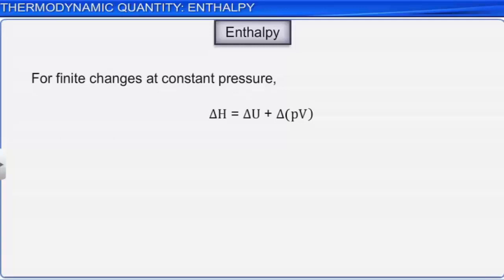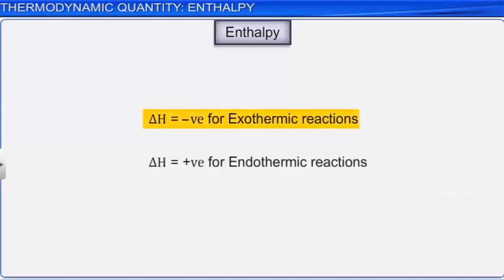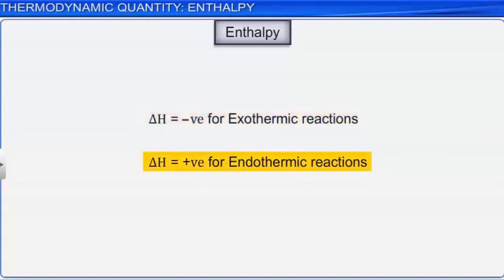For finite changes at constant pressure, we can write the equation as delta H is equal to delta U plus delta PV. Since P is constant, we can write delta H is equal to delta U plus P delta V. Remember that delta H is equal to Q_P, the heat absorbed by the system at constant pressure. Delta H is negative for exothermic reactions and positive for endothermic reactions.